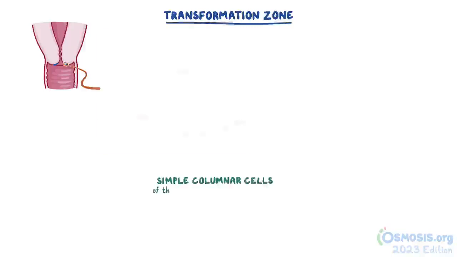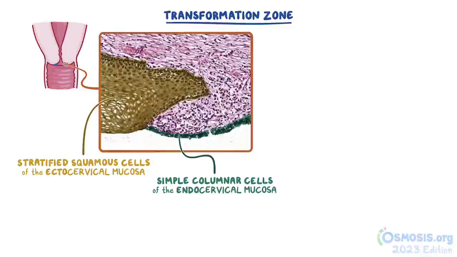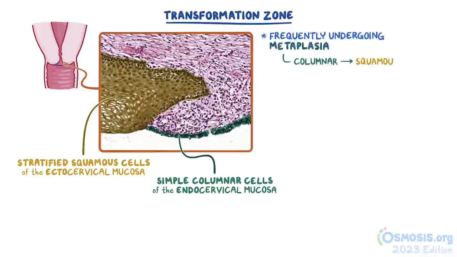At the transformation zone, the simple columnar cells of the endocervical mucosa suddenly change to the stratified squamous cells of the ectocervical mucosa. Pap smears ideally include the transformation zone because cells in this zone are frequently undergoing metaplasia, changing from columnar cells to squamous cells.